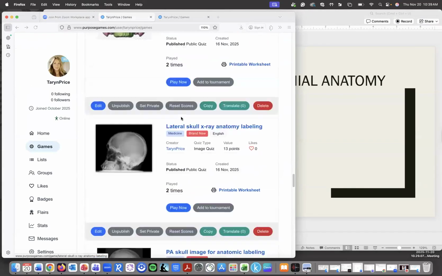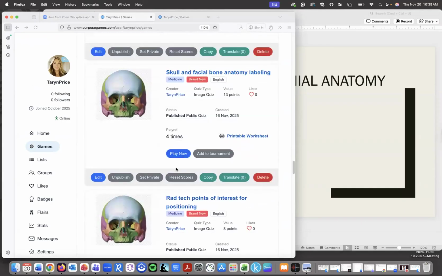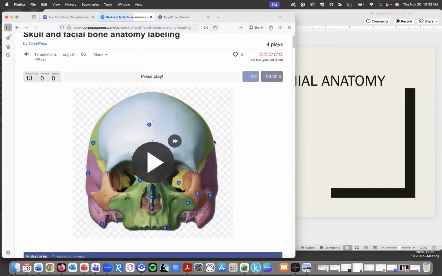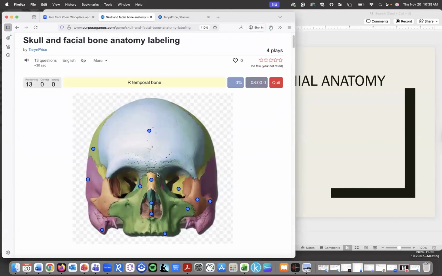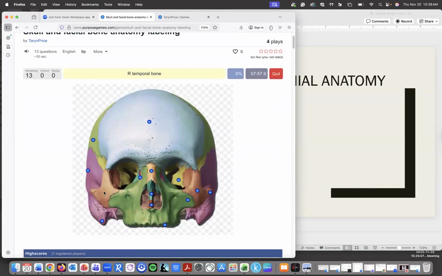Okay, let's take a quick look at some review. So I'm going to go ahead and press play now on this one, and let's take a look. Ooh, got a great square. All right, temporal bone. Remember that's here, the pink bone, anywhere near the ear. Lacrimal bone, again, near the tear duct. Nasal bone at the nose.